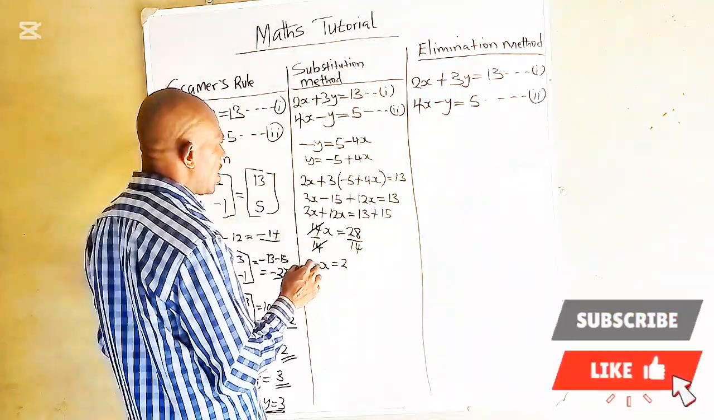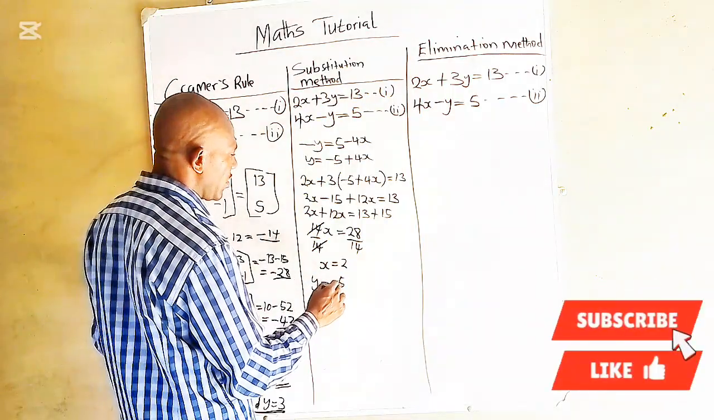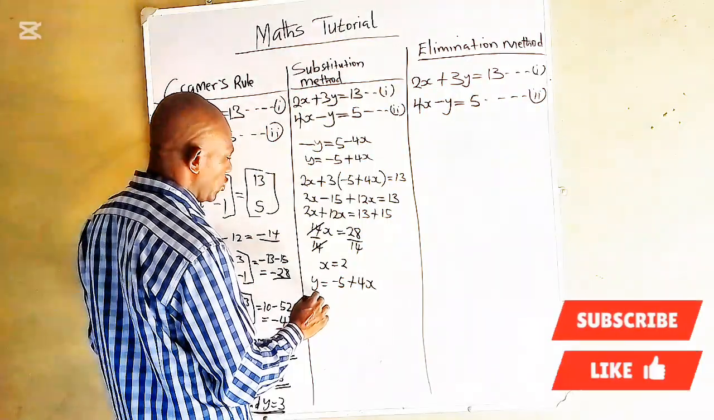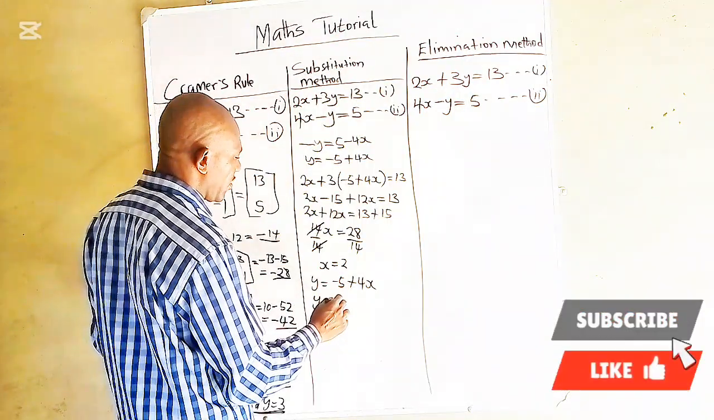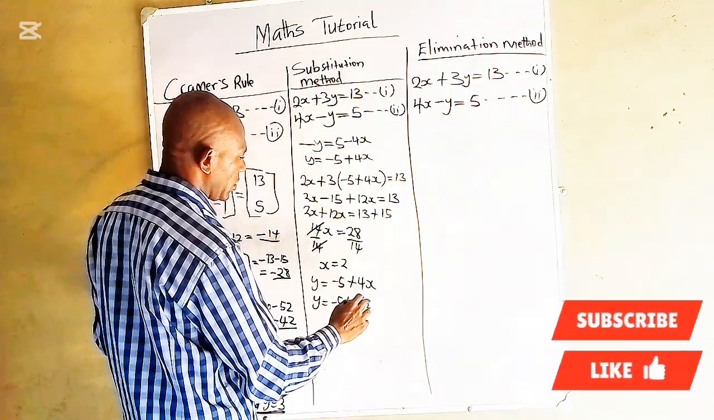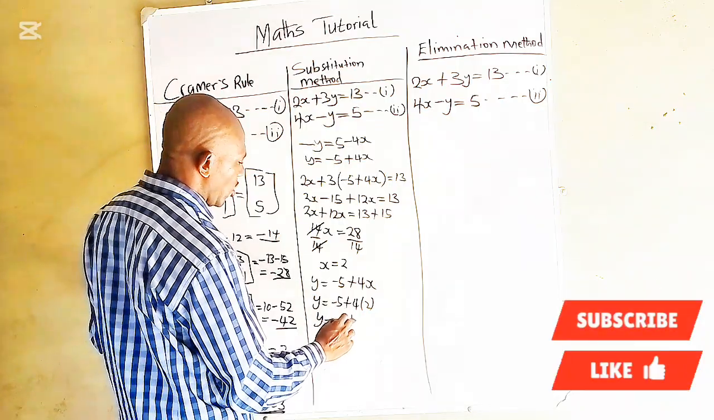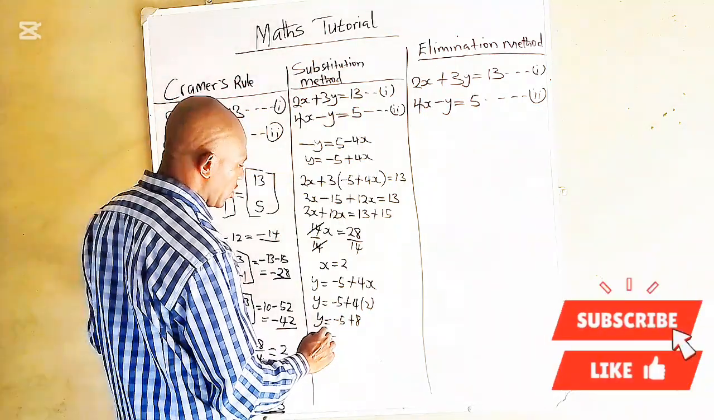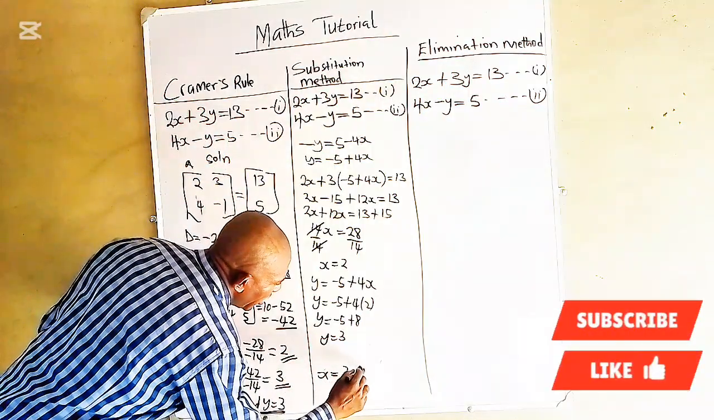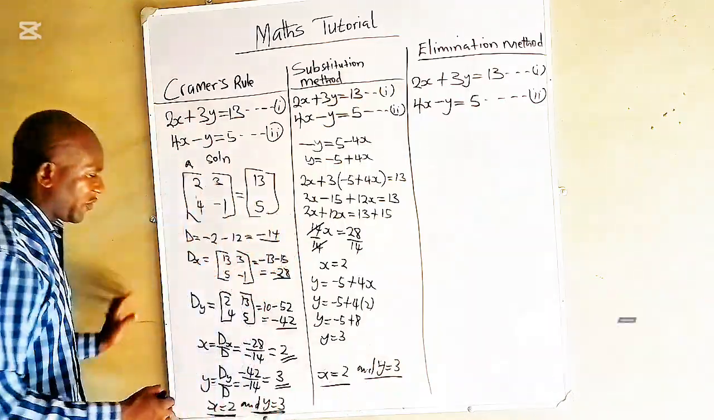Right? Let's get the value for y. Remember, our y is equal to minus 5 plus 4x. Right? Replace x with 2. y is equal to minus 5 plus 4 times 2. So now y is equal to minus 5 plus 8. Therefore, our y is equal to 3. At this point again, we have x equal to 2 and y equal to 3. The same answer, different method.